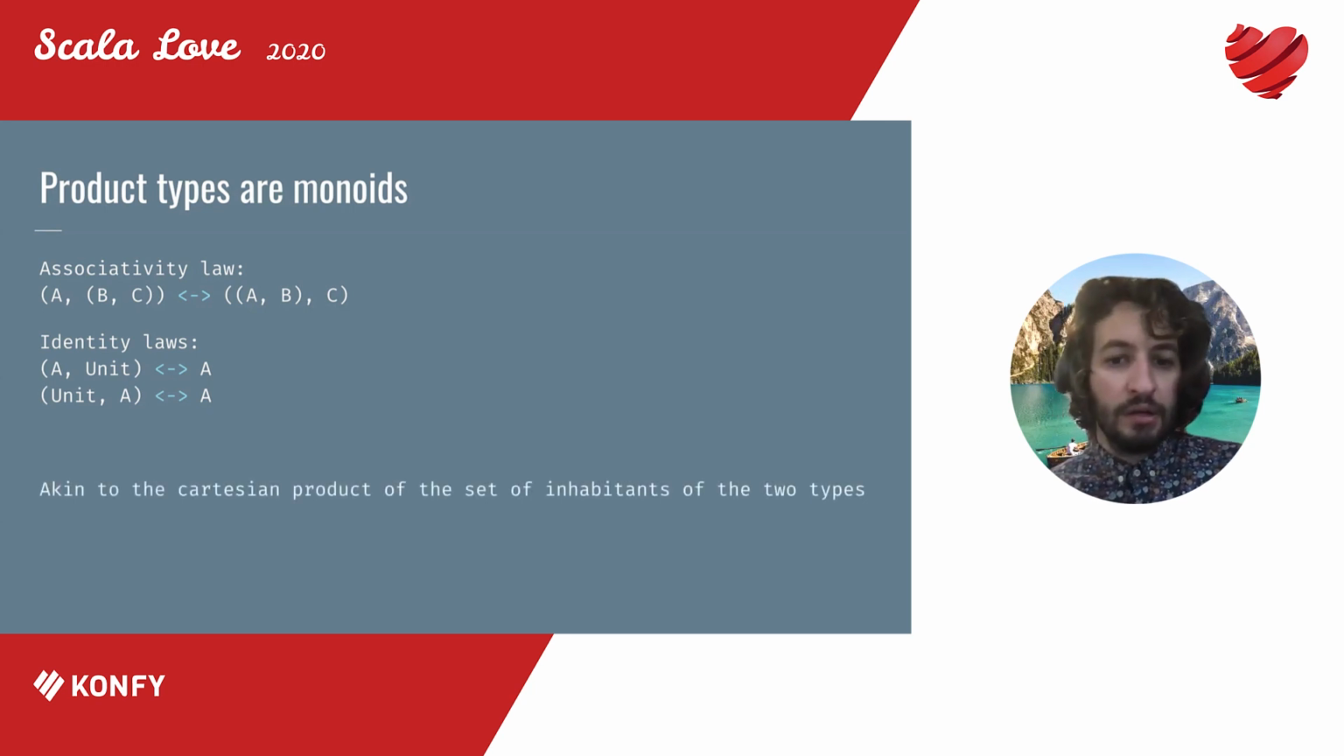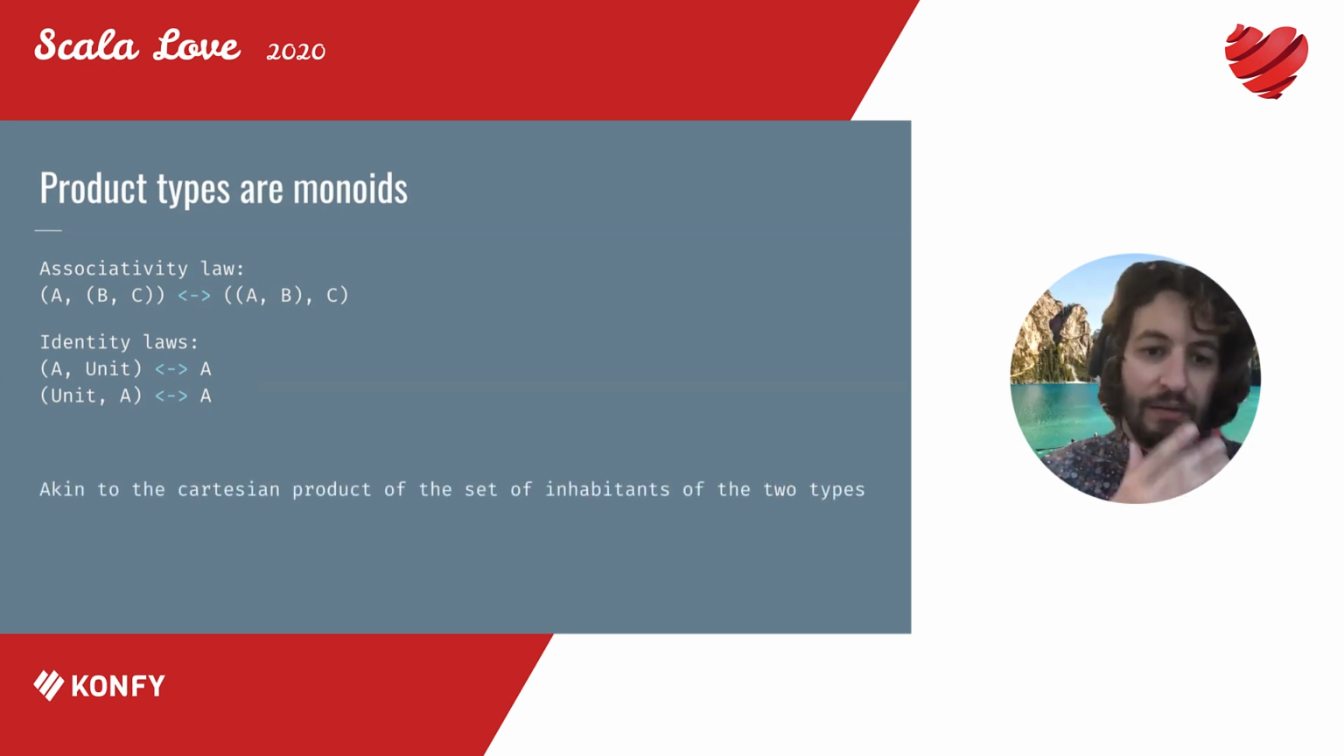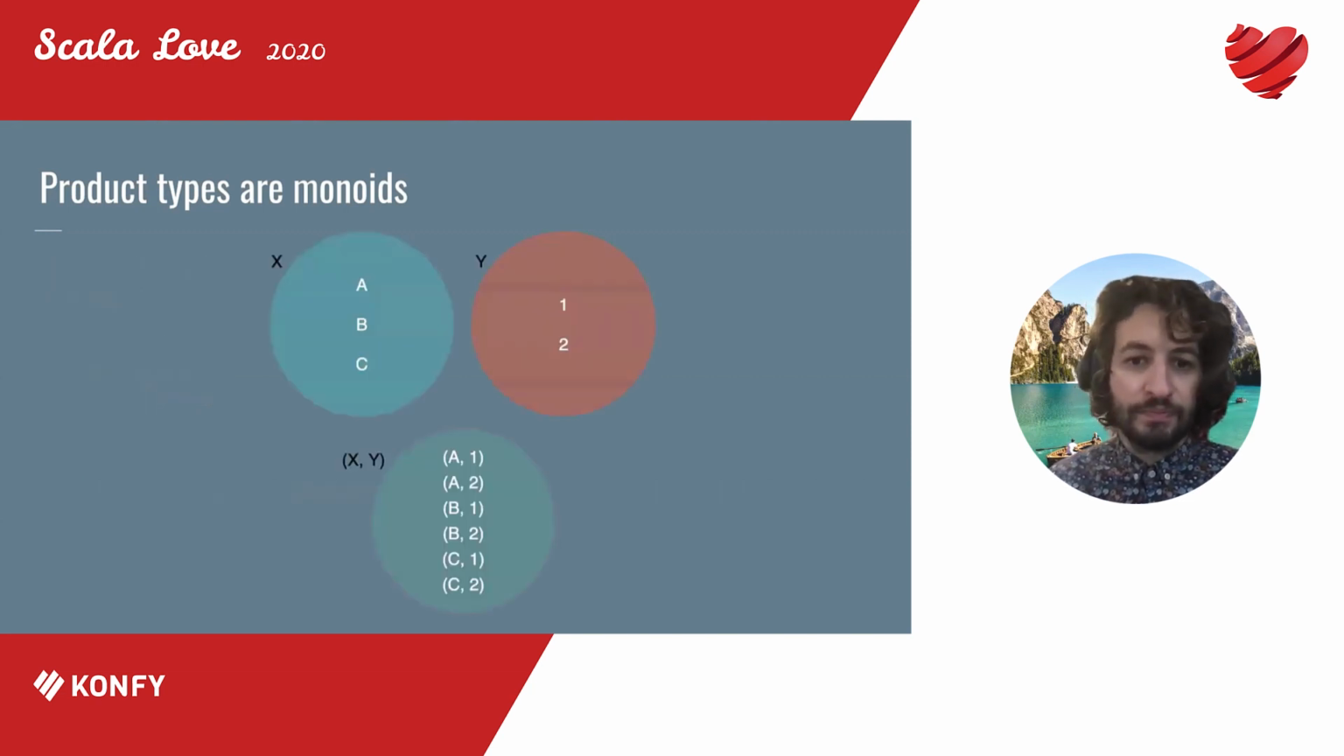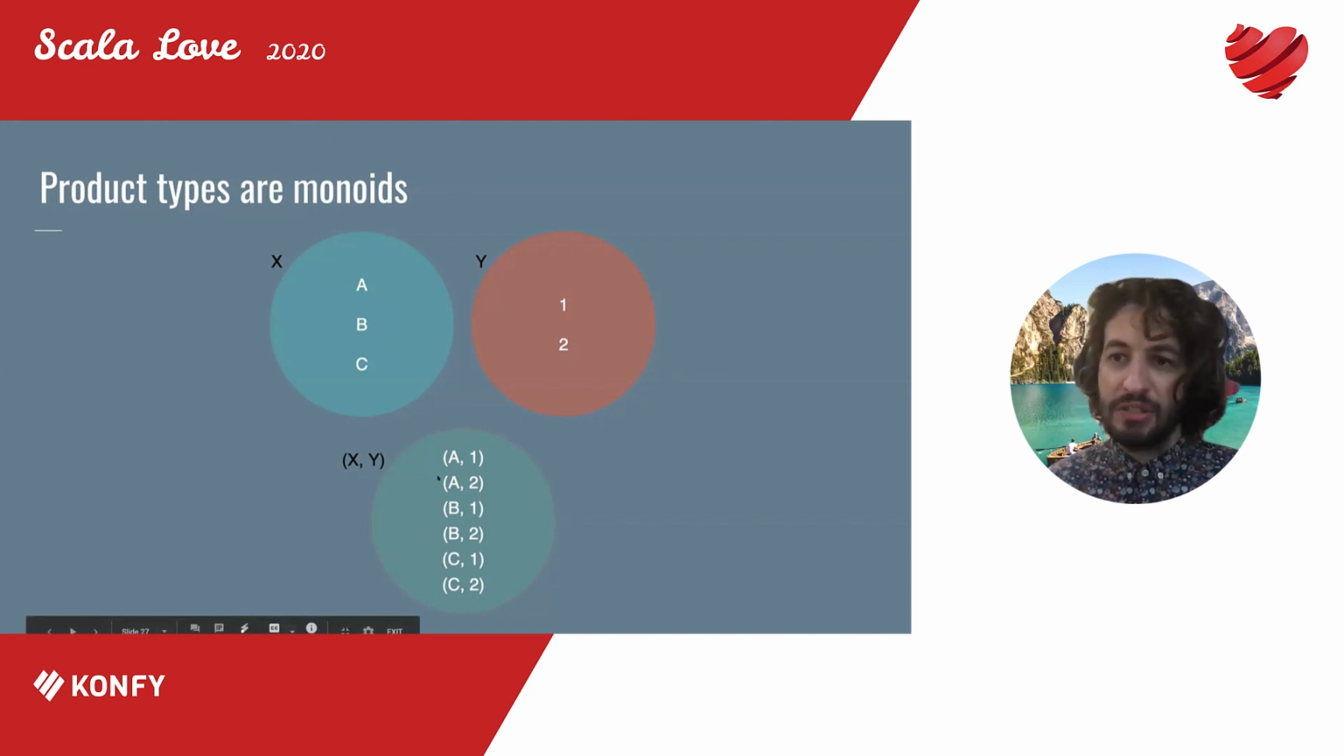What about sum types? So yeah, sorry. Product types are also basically, that's why they're called product types, because they're akin to the Cartesian product of the set of inhabitants of the two types. If we look at this in a sort of Venn-ish diagram, it's not a real Venn diagram, we can see the tuple of x, y, its inhabitants, right? So if x is a type that is either A, B, or C, and y is a type that is 1 or 2, the tuple of x and y, which is a new type in itself, now has the Cartesian product as its inhabitants.